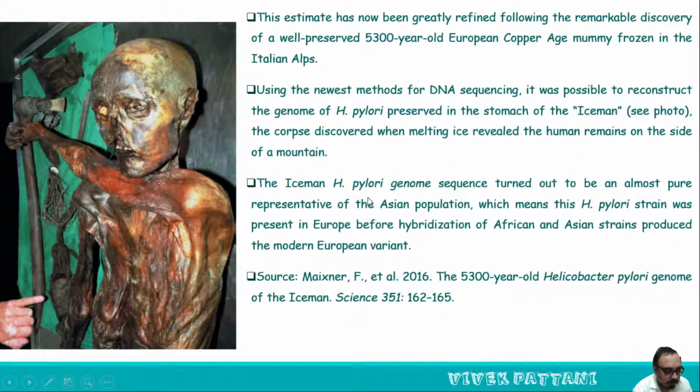The Iceman Helicobacter pylori genome sequence turned out to be almost a pure representative of the Asian population, which means the Helicobacter pylori strain was present in Europe before the hybridization of African and Asian strains produced the modern European variants. So it has been there for a very long time.